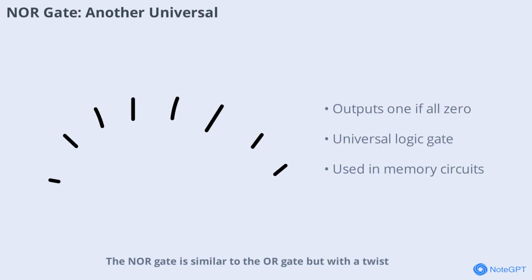NOR gate is similar to the OR gate but with a twist. It outputs 1 only if all inputs are 0. Like the NAND gate, the NOR gate is also universal, meaning any logic function can be built using only NOR gates. NOR gates are widely used in digital systems, especially in memory and control circuits.